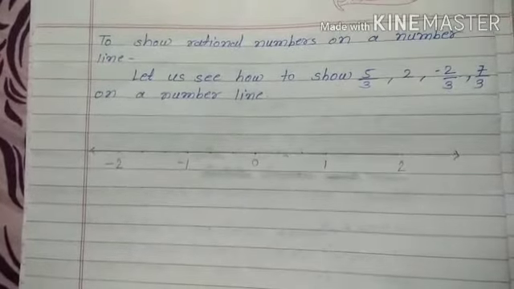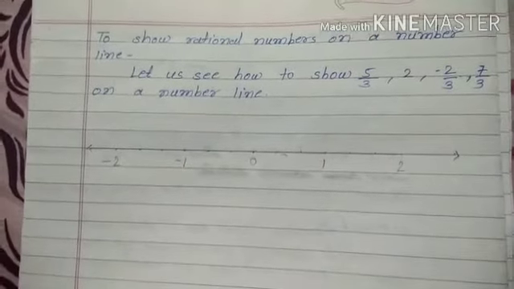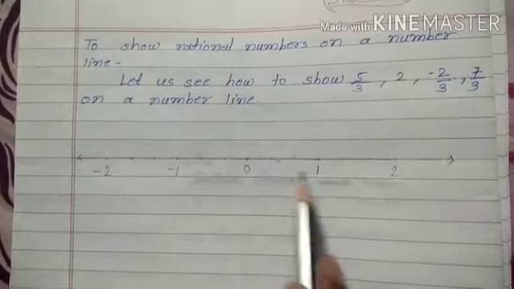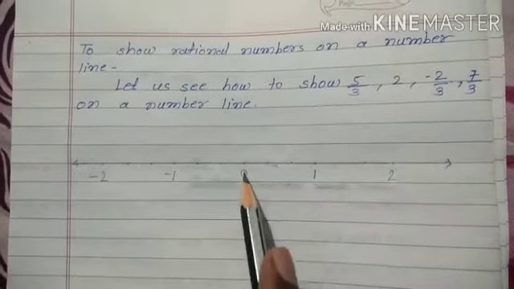Now let us see how to show 5 upon 3. Now here each unit is divided into 3 equal parts.